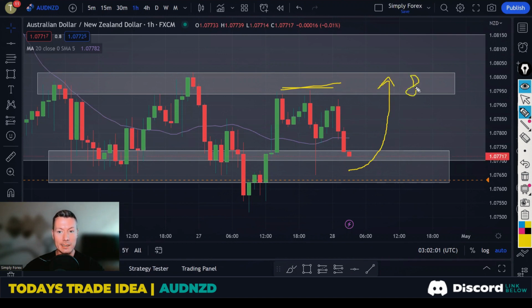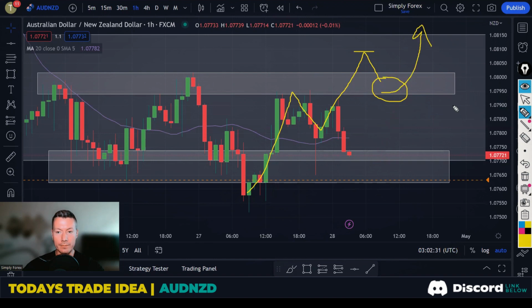I would close 80% here and then let 20% run. You could close 70%, 60%, 50%. It's up to you. But take some profit at a resistance level, because you're going to get a reaction. So that's our first idea. Or we could wait for price to come back up, break this zone. We get a retest, and then we can start entering and take price higher. So Aussie dollar, New Zealand dollar, we're looking to buy this pair.